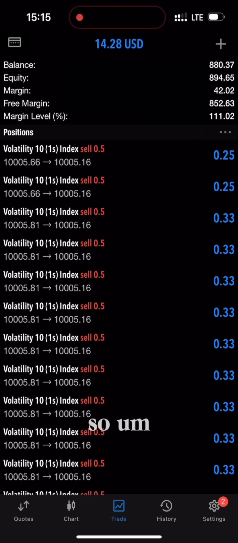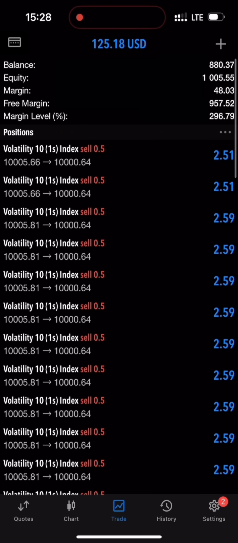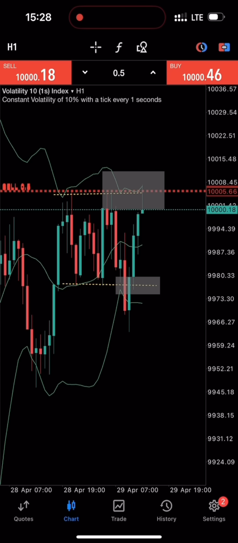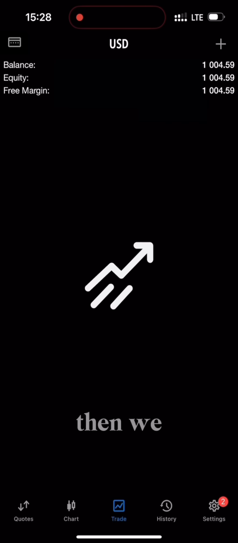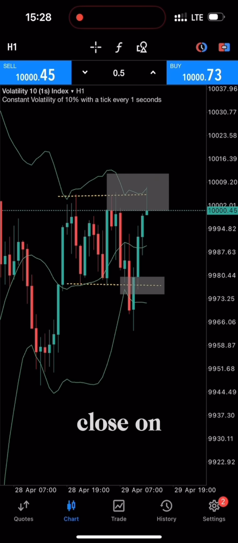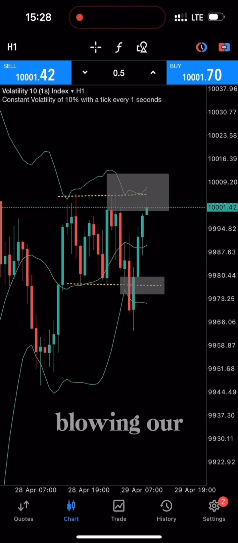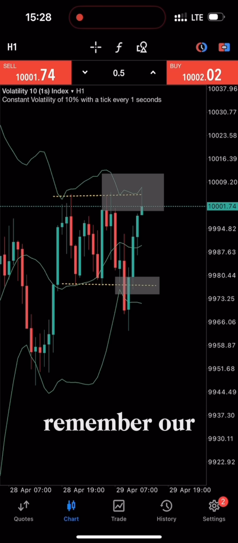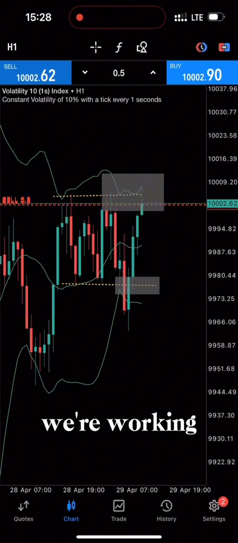So, after waiting again, we are down, and then we finally close on 1,000. Yes, we have reached our goal. But then there was a punishment bonus move. There's a punishment bonus move for blowing our $3. You still remember our $3, which we worked very hard for, right? We worked very hard for that $3, more than we're working hard for this one.